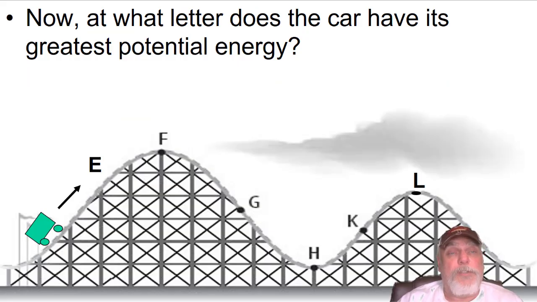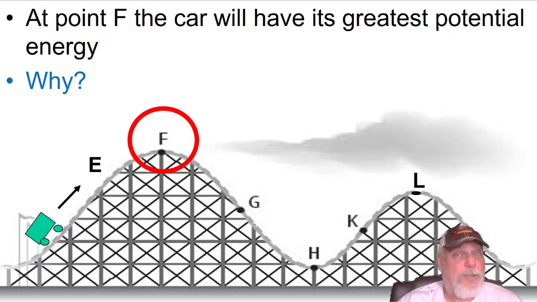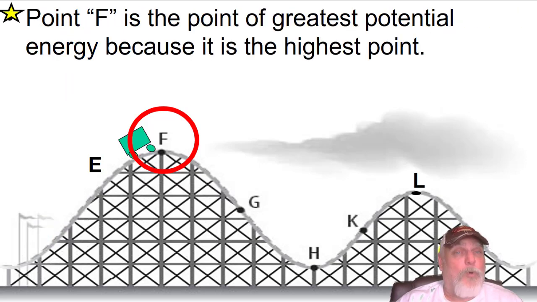Now, at what letter does the car have its greatest potential energy? You chose an answer before. See if you need to change your answer. At point F, the car is going to have its greatest potential energy. Why is that? Well, point F is the point of greatest potential energy because it is the point highest up. So again, if the track were to vanish, it would fall farthest and fastest than it would from any of these other points that are lower than it.